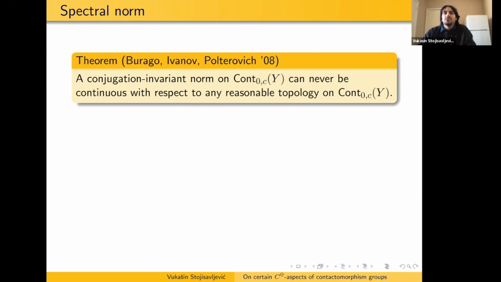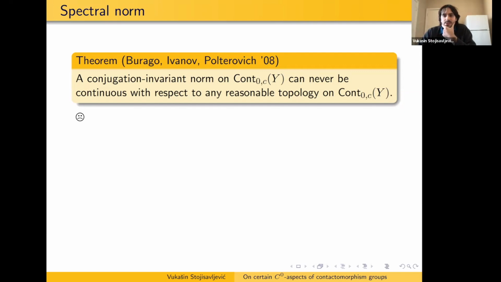So what does it mean, reasonable topology? It means any topology for which the identity is not an isolated point. So any topology you normally think of. Of course, if you put a complete discrete topology, everything is continuous, but yeah, it's a big pity.